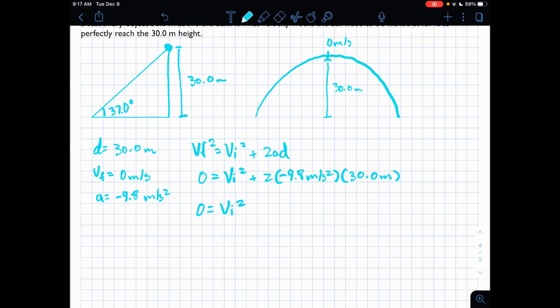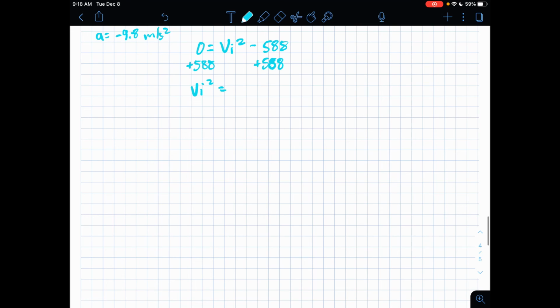Zero would then be equal to V initial squared minus, so that's 2 times negative 9.8, which is equal to 19.6, times 30, so it's minus 588. Move that to the other side, you would add 588 to both sides. So then the initial velocity squared would equal 588.